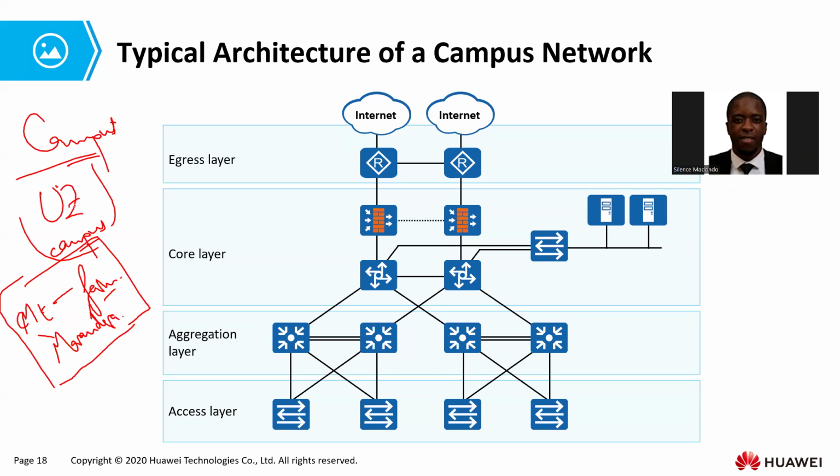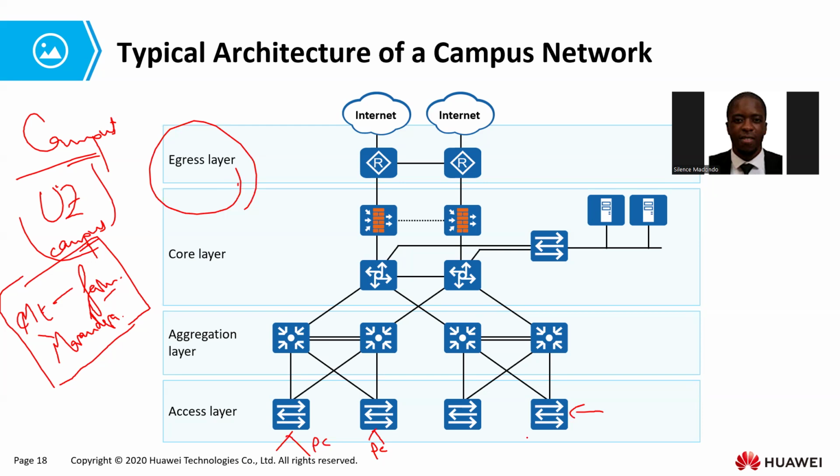In this architecture, it is defined by layers. We have the access layer, aggregation layer, and the core layer, with the access layer being the one that connects the end devices, your PCs, your phones, everything. You access them via those access layer 2 switches.